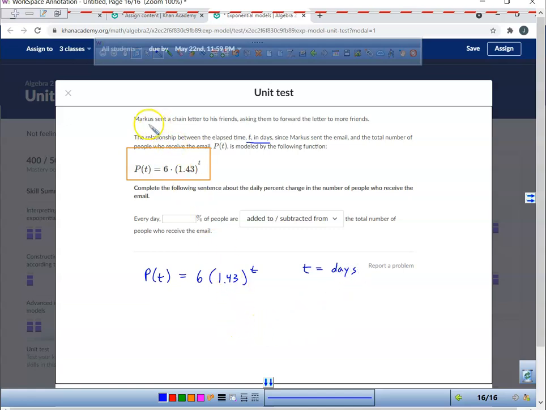Okay? So Marcus sent a chain letter to his friends, asking him to forward the letter to more friends. So what did he start with? What was the initial amount of chain letters? 6. So that was the initial amount.